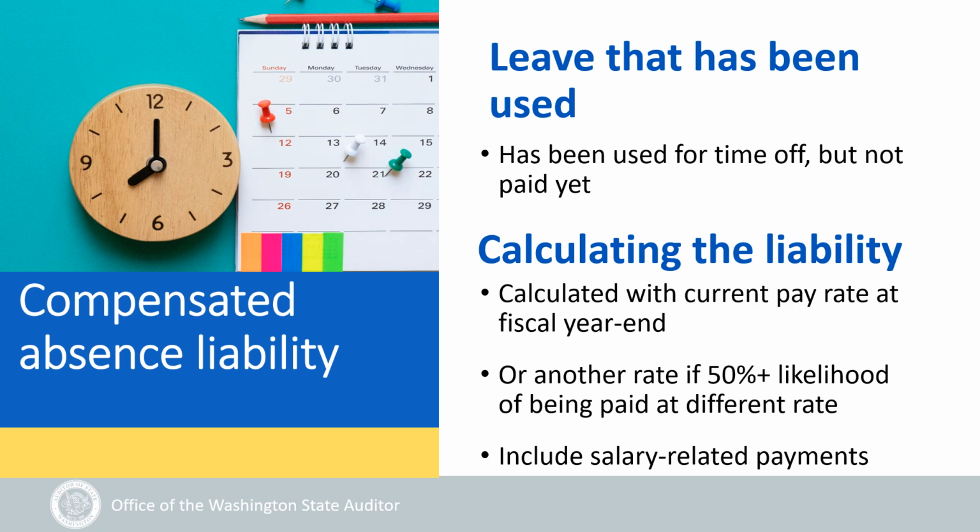When calculating the compensated absence liability, you use the pay rate that was effective at the fiscal year end, unless there is a 50% or more chance that you will actually pay it out at another rate. An example of that is if your policy says you only cash out leave at 25% of the employee's pay rate. You also need to include salary-related payments.